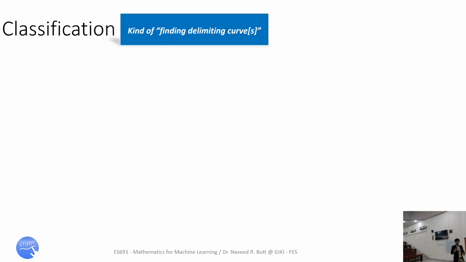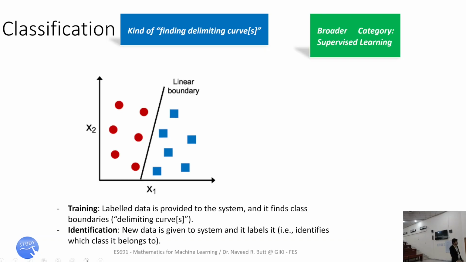Delimiting क्या होता है, यानी जो limit, यानी उसकी boundary basically. So if you are finding boundaries, then you are doing classification. What does that mean? Suppose I give you some training data, labeled data is provided to you, and you have to find the boundary between them. I've told you these circles mean they belong to one class and this means they belong to another class, and now you have to find a curve.